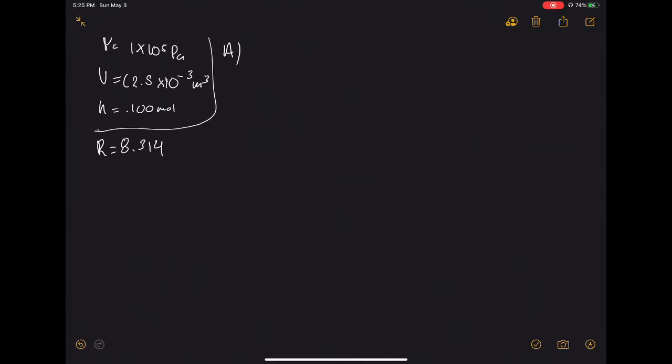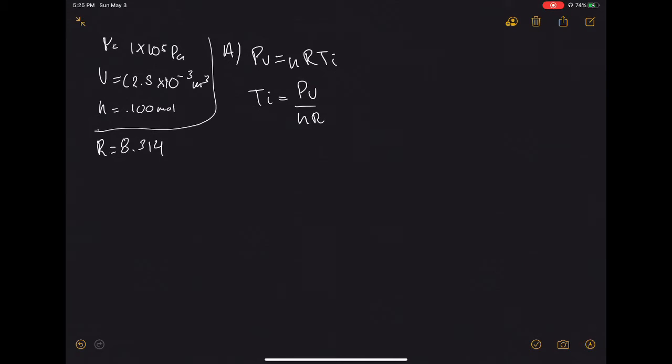So part A for this problem says, find the initial temperature of the gas in kelvins. I'm just going to write down the ideal gas formula, which is going to help us find the temperature. The formula is PV equals nRT, so the initial temperature equals PV over nR.